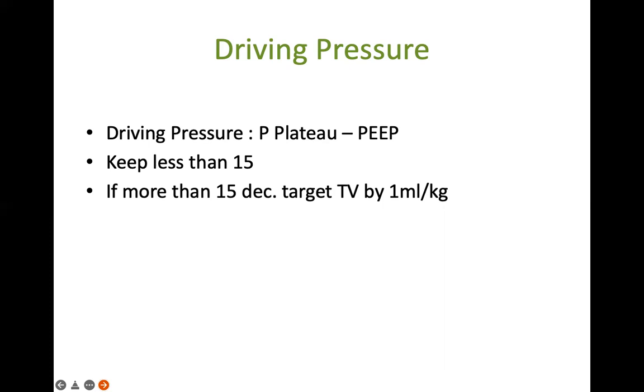If it is more than 15, then decrease the tidal volume by 1 ml per kg. So earlier we said, if your lung is bad, you need to decrease the tidal volume from 6 ml per kg, you need to come down to 5 ml per kg or 4 ml per kg. So how do you know when you want to come down? This is how you decide whether you can still continue with 6 ml per kg or you need to come down to 4 ml per kg or 5 ml per kg.